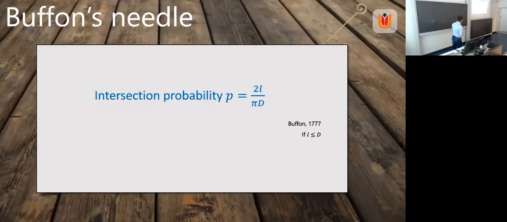You can calculate that. Buffon actually calculated it already in 1777. If the length of the stick is less than the separation between the floorboards, to make it a little simpler, so it either intersects with one line or not at all, then the intersection probability is given by 2 times L, the length of the stick, divided by π times the separation between the floorboards. The funny thing, a little unexpected maybe, is that it depends on π. So where did that come from?